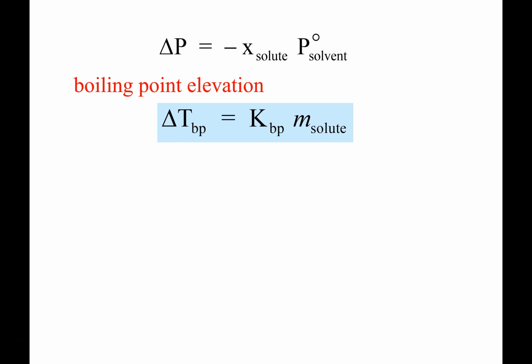So what this says is how much it's going to be elevated is equal to K, and you have to look this up. This K BP is specific for the solvent. K BP is what we call the boiling point elevation constant. I'll give that to you. Well, I might or I might not.